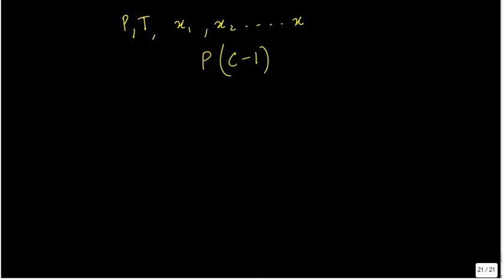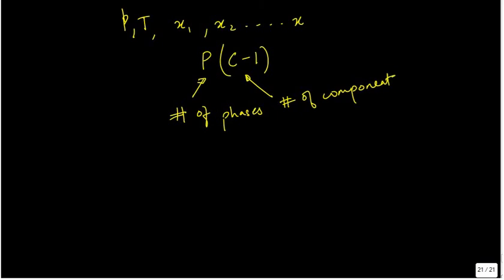So p is the number of phases, and c is the number of components present. So what I have is that the total number of variables now is p times (c minus 1) plus 2. Can I vary all of them independently? Yes, no, maybe.